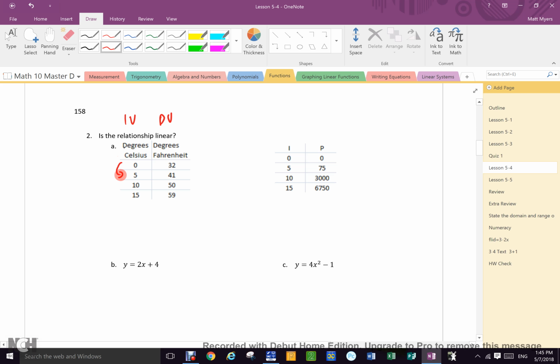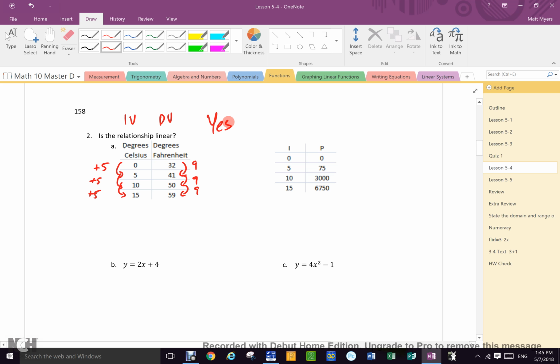Let's check. What's that going up by? 5. What's that going up by? 9. Okay? What's that going up by? 5. What's that going up by? 9. Excellent. What's that going up by? 5. What's that going up by? 9. Is it linear? Yes. Now let's work out the equation.